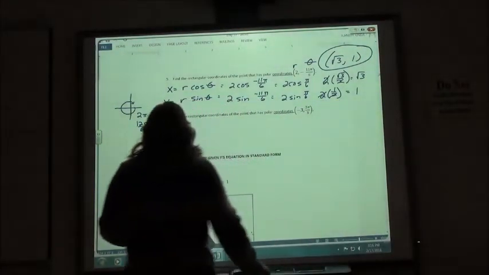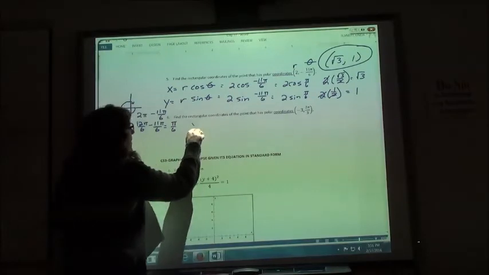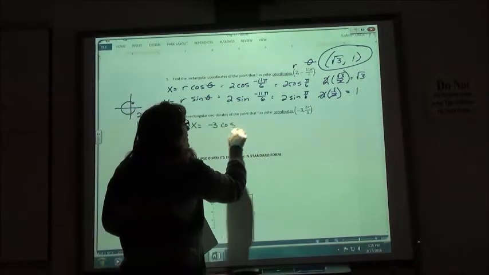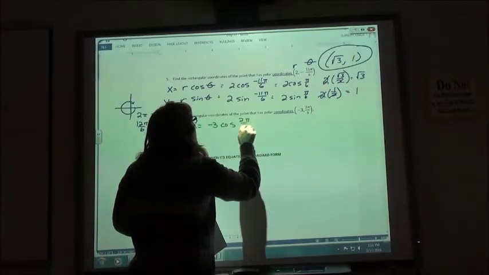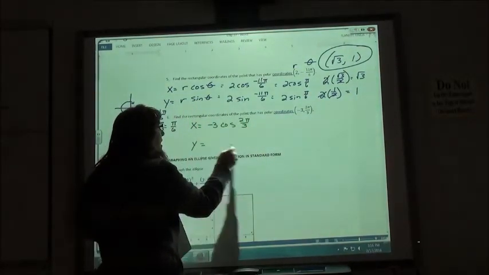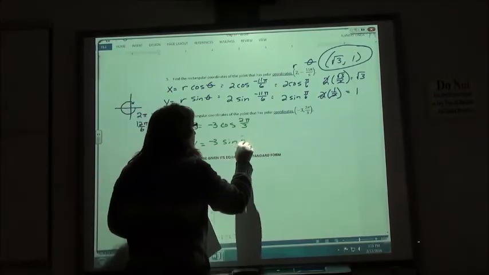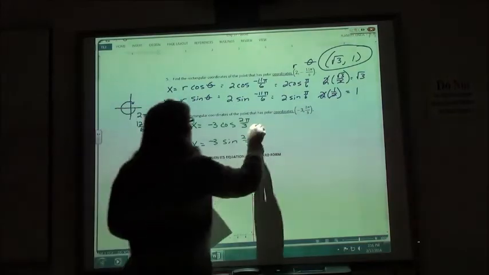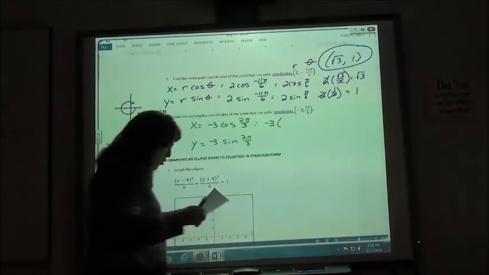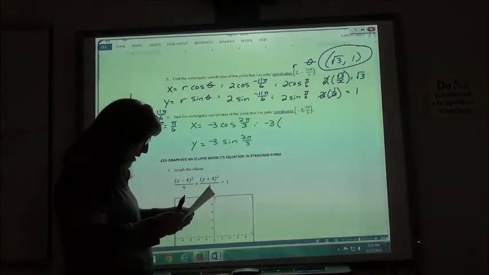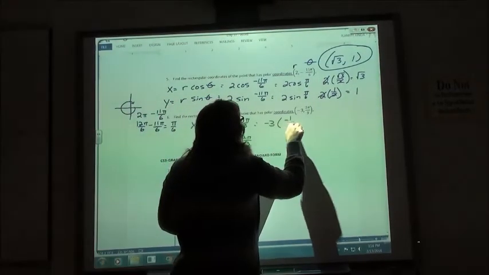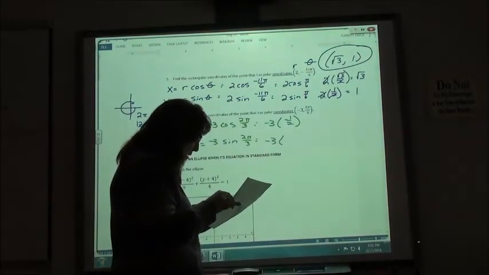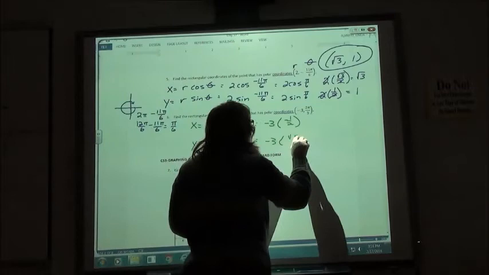And number 6, same kind of thing. X is going to equal R, which is -3, times the cosine of my angle, 2 pi over 3. Y is going to equal -3 times the sine of my angle. In this case, I have a positive angle, so I can just look those up. So -3 times the cosine of 2 pi over 3. 2 pi over 3 would be -1/2. Here I have -3 times the sine of 2 pi over 3, which is the square root of 3 over 2.